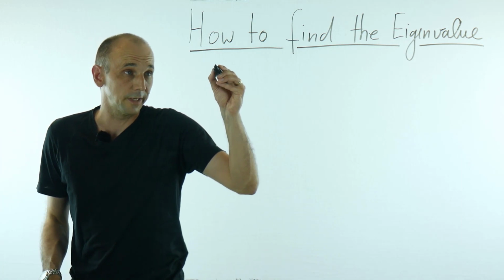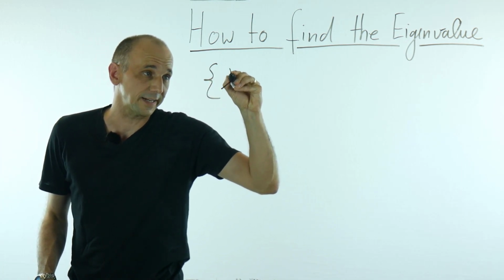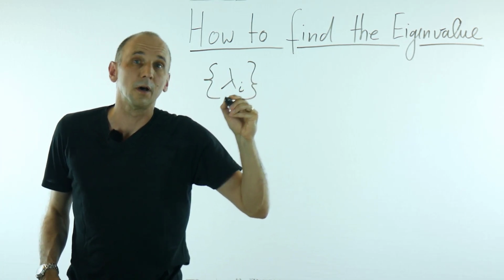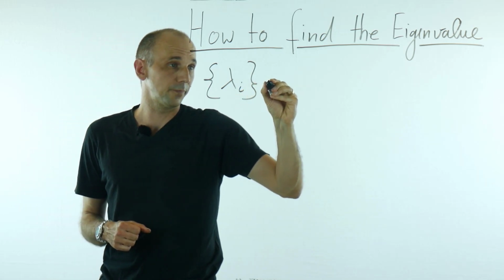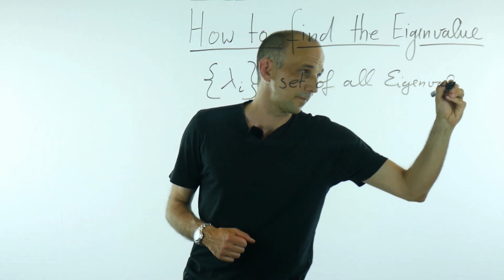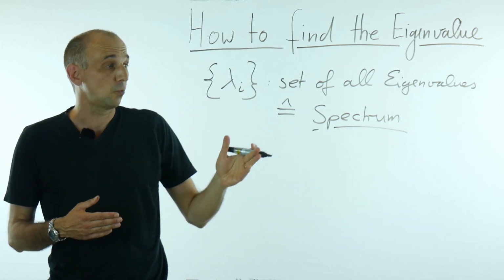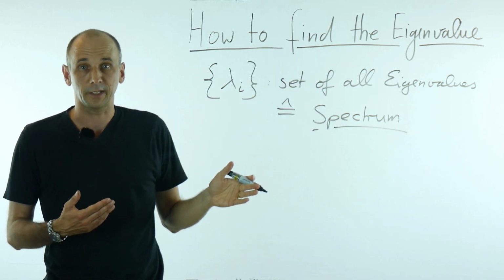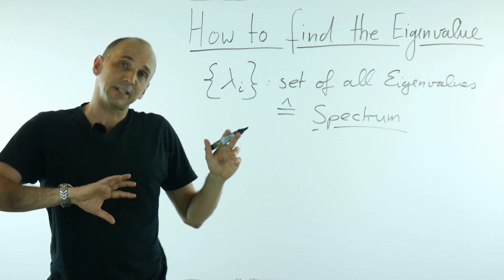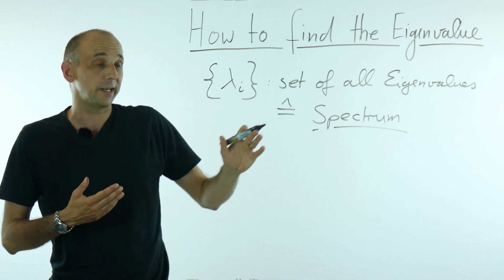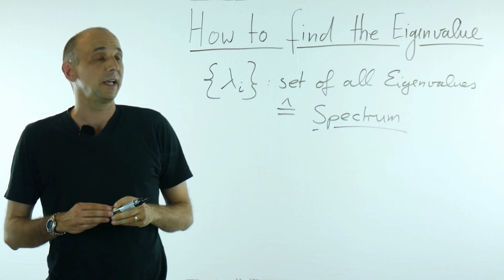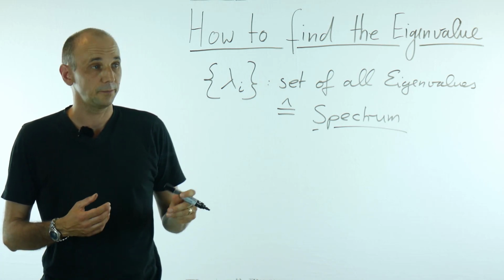So if we now look at the set of all eigenvalues, you will also often find the word spectrum, which is the set of all eigenvalues. This again gives an idea of how the Fourier analysis and the eigenvalues and eigenvectors are connected.